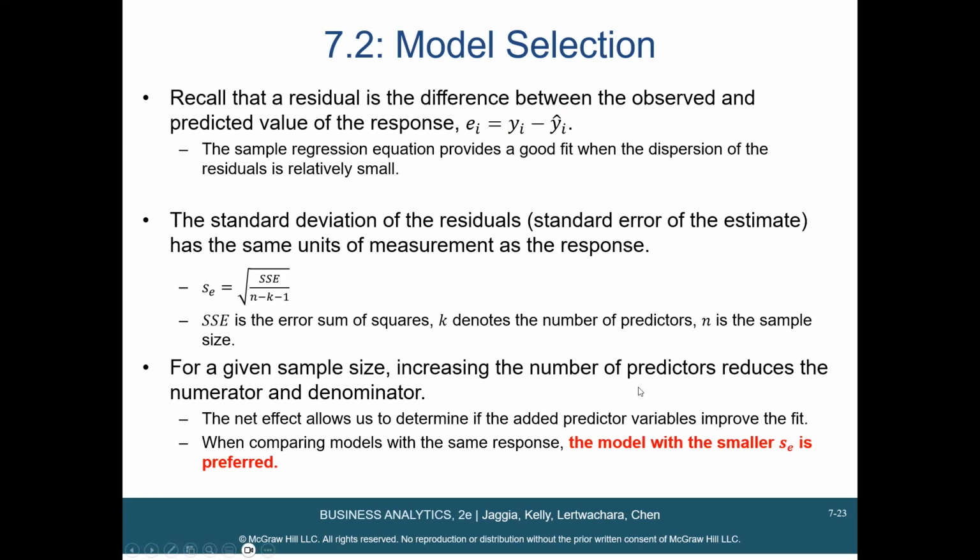For a given sample size, increasing the number of predictors reduces the numerator and denominator. I think I'm going to switch over to Top Hat. I just realized that there are questions in here that I want to stop and make sure you do. So hold on one second.